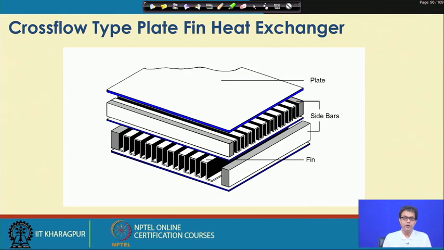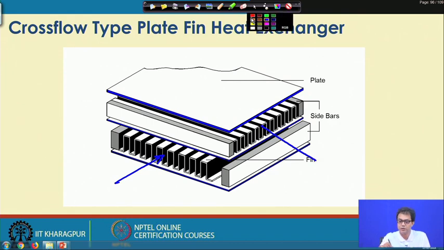So, now we are again coming back to the construction of the plate fin type heat exchanger. In case of a cross flow type plate fin heat exchanger, it is easy to understand. We have discussed in the last class that we have two channels through which one fluid is flowing in this direction and the other fluid is flowing in this direction. So, they are at an angle of 90 degrees to each other, and this geometry is easy to conceive and also easy to fabricate.